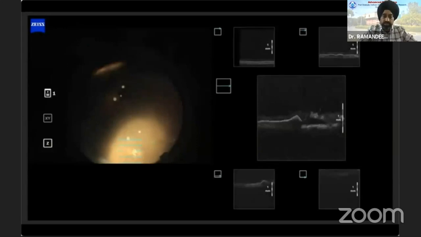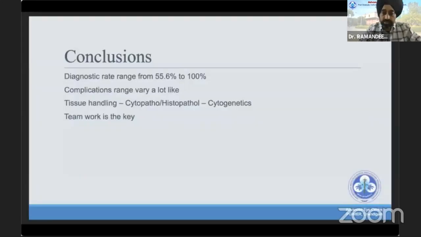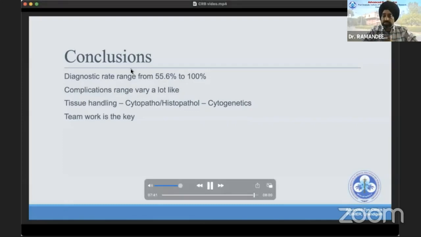when we come to the diagnostics and complications, they vary from pathologist to pathologist, surgeon to surgeon. But we have to remember, we have to work as a team. Once we are planning to tread into these fields, we have to make a team which will consist of a cytopathologist, histopathologist, and cytogeneticist, because teamwork is going to be the key in these biopsies.